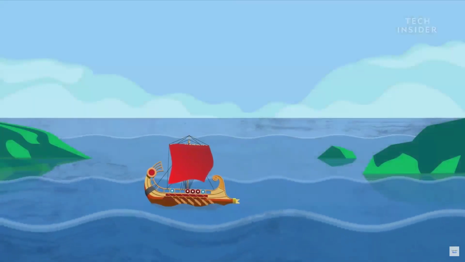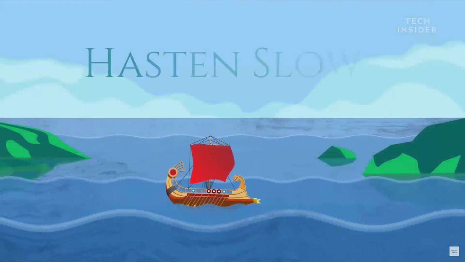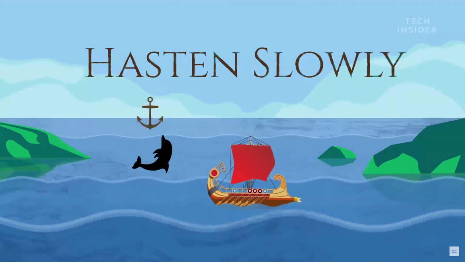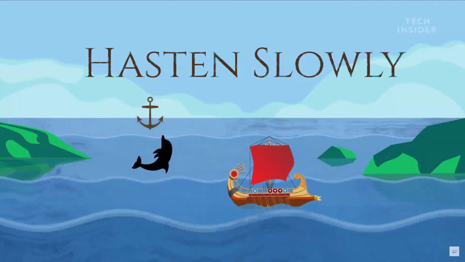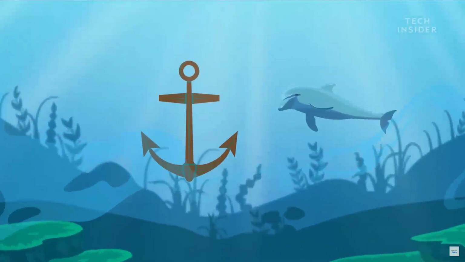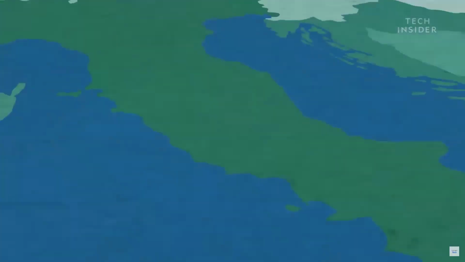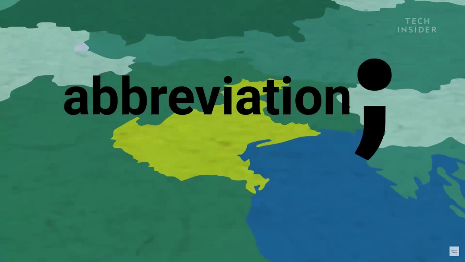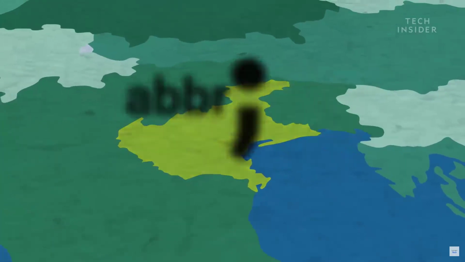Where did this weird punctuation move come from? You can thank the Roman Navy. Early Romans had a phrase, hasten slowly. When writing the phrase out, it was represented by an anchor above a dolphin, as in slow down like a dolphin does among the anchors. In the 15th century, Venetian printer Aldus Manutius stylized the ancient symbol and adopted it as his printer's mark, only he was using it as an abbreviation.